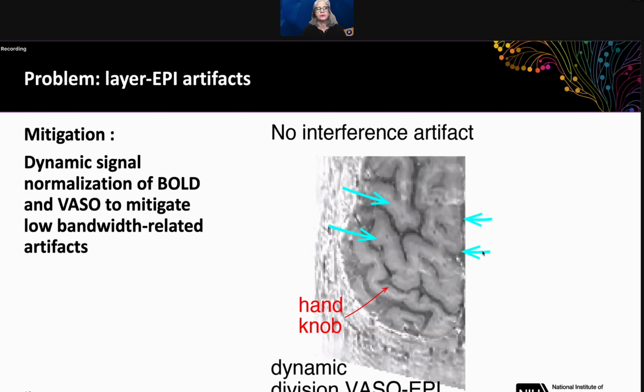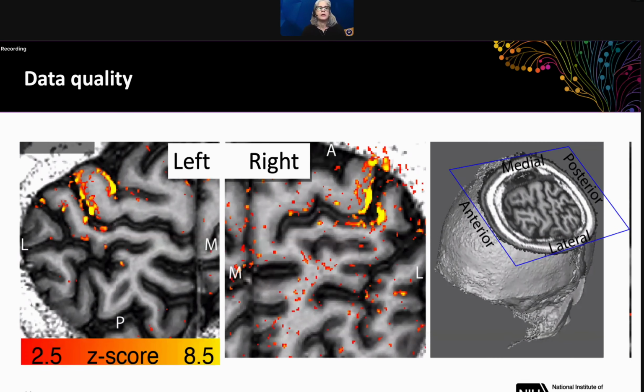And the way to go about it, and you can see in the same subject that those artifacts can be corrected, is to do a dynamic division between the VASO and the EPI signal that is collected at the same time. So we can get decent quality data.